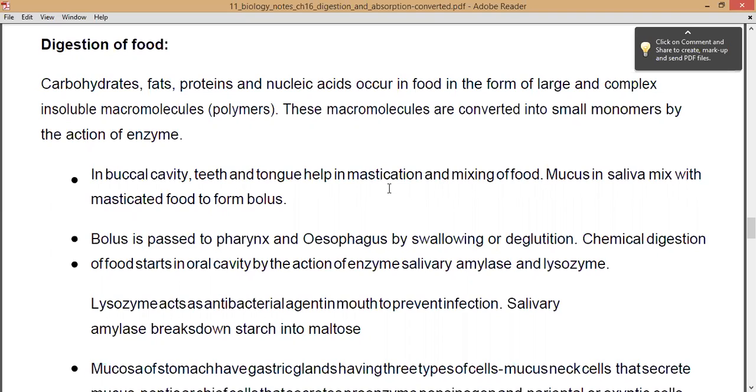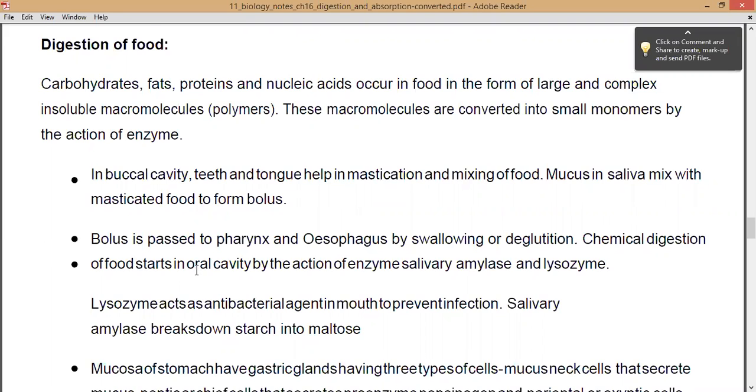As the definition of digestion, as we saw in the previous lecture, is the conversion of complex molecules into simple absorbable forms. That is what digestion is. So here again, the polymers, which are complex in nature, are being converted into monomers, which are simple in nature. This whole conversion is carried out by the action of enzymes.